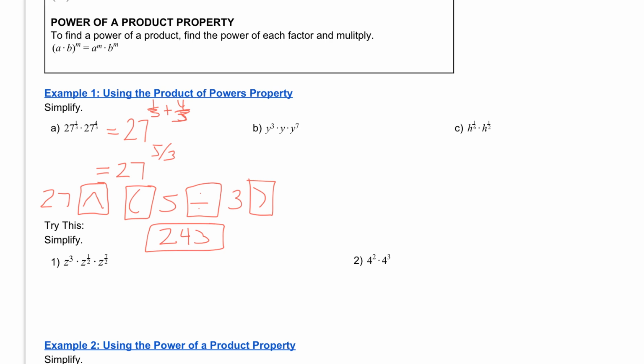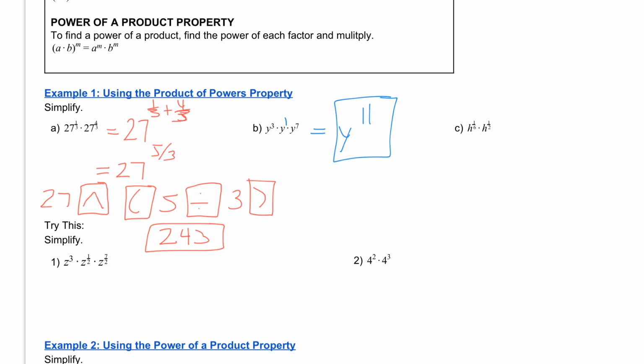If we take a look at letter B, we have y to the 3rd times y times y to the 7th. We have to remember that this middle y here, even though there's no exponent on there, it's understood that there's a 1. So we need to know that there's a 1 right there. Since these all have the same base, they're all a base of y, we can add those exponents. 3 plus 1 is 4, plus 7 would give us 11. So this is equal to y to the 11th.